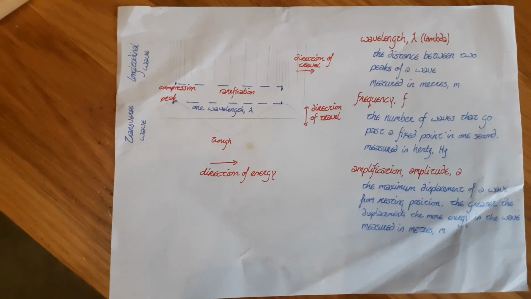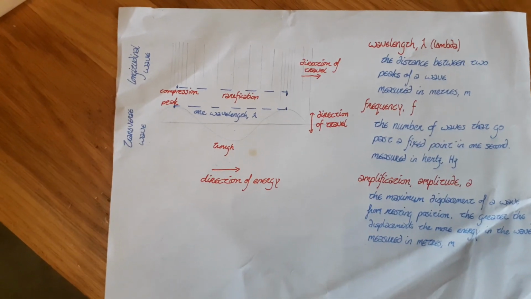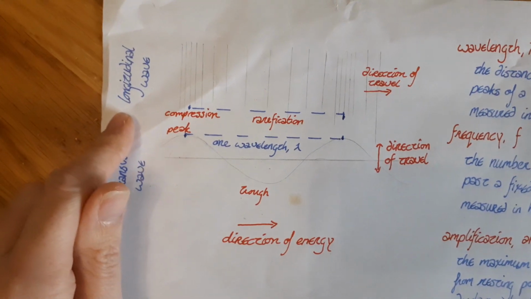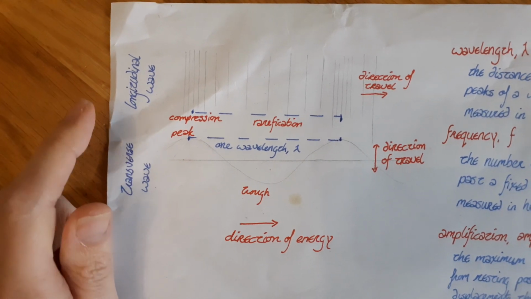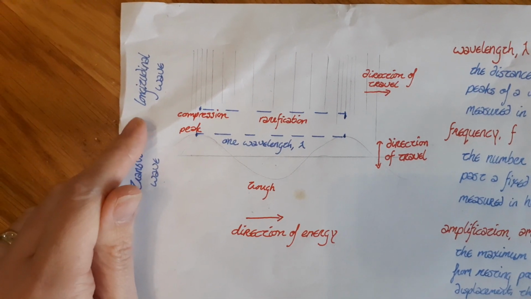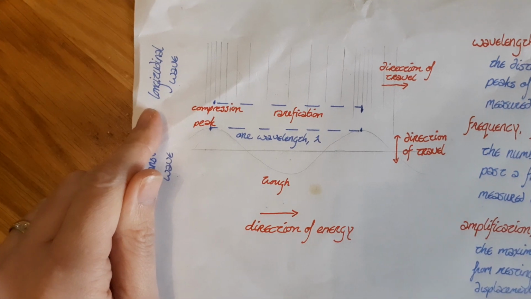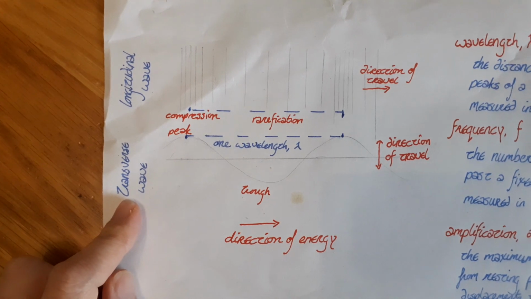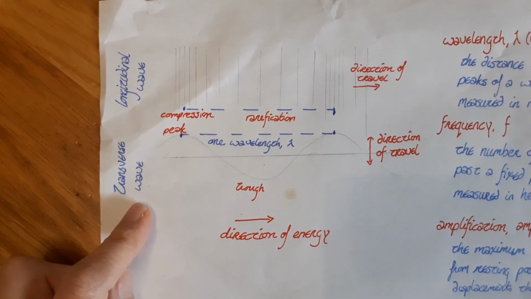So, stuff that you need to do, you need to be able to name the different waves. We've got transverse waves and longitudinal waves. Those are our 2 different types of waves, and we need to give an example of each. A longitudinal wave is sound. You don't get many other longitudinal waves, with the compressions and rarefactions. Transverse waves are pretty much every other type of wave.